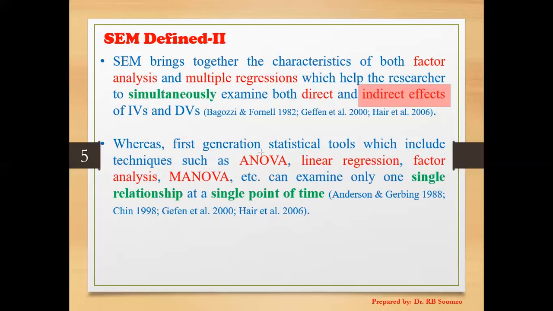Okay, and the first generation tools, which included ANOVA, linear regression, factor analysis, and MANOVA, what was their limitation? At one time they were handling a single relationship, not multiple relationships. If you want to take the impact of one independent variable on the dependent variable, then you can run it. But if you want to change the dependent variable, then you are required to make another model. You were not able to run two relationships simultaneously. This was the biggest limitation of the first generation software.